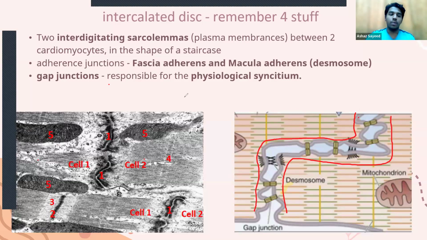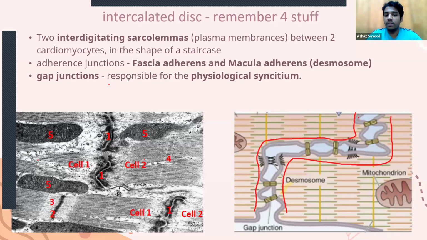Okay, now we have adherens junctions. Adherens junctions are basically these two points which help these cells hold together. So we have cell 1 and cell 2. For them to hold together and to not fall apart, you have two structures, the fascia adherens and the macula adherens. Remember them. They work to keep both of these cardiomyocytes together. And now finally we have gap junctions.